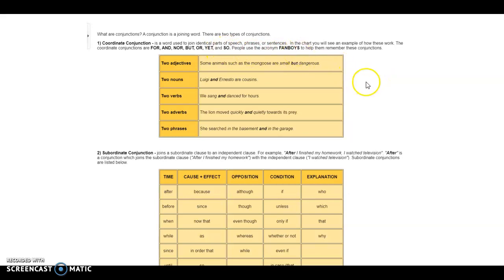Those are the FANBOYS, and when you're using those words, you're usually using them in the middle of a sentence or between two words or two phrases to join them together. That's one type of conjunction. They give you examples here of how those words can join together adjectives, nouns, verbs, adverbs, or phrases.